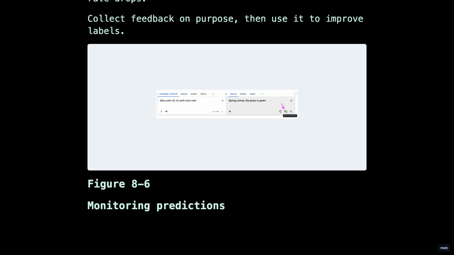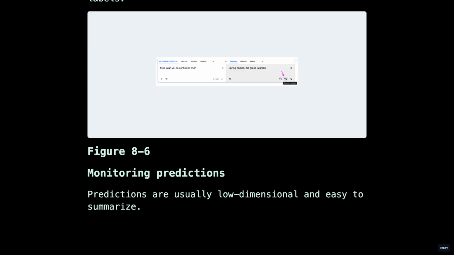Predictions are often the first artifact worth watching because they are cheap to collect and easy to summarize. Even before labels arrive, the shape of the predictions can reveal that something has changed. A regression model gives you a number, and a classifier gives you a category. Because those outputs are simple, you can plot them, compute summary statistics, and spot odd patterns without much effort.